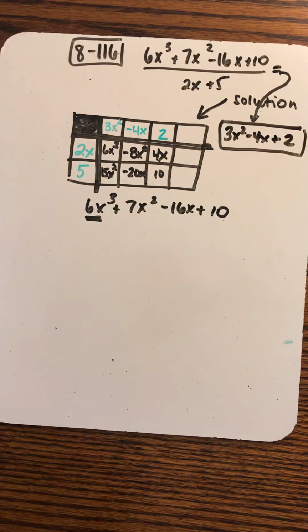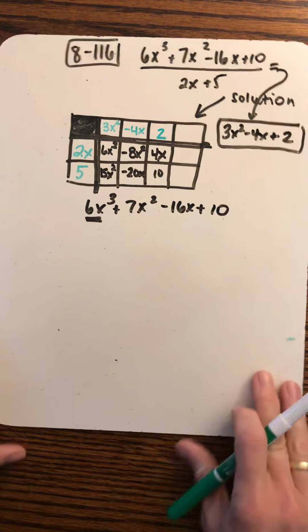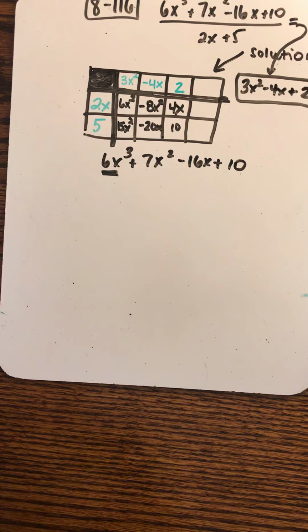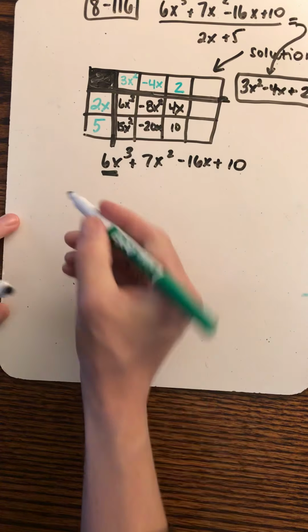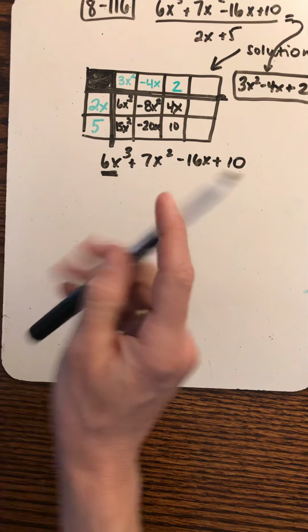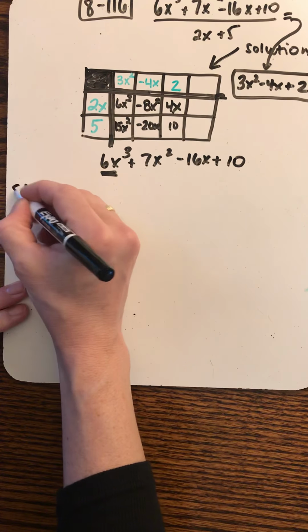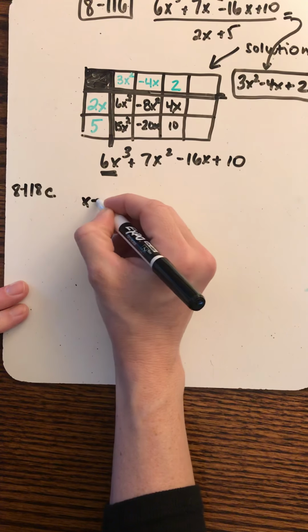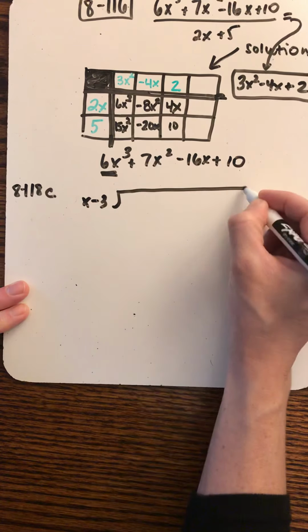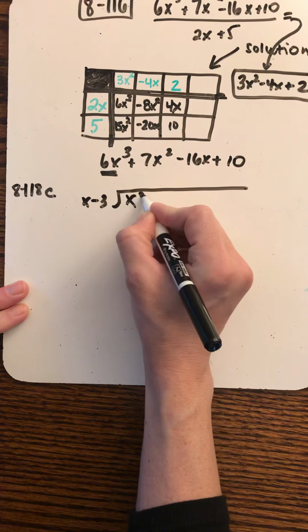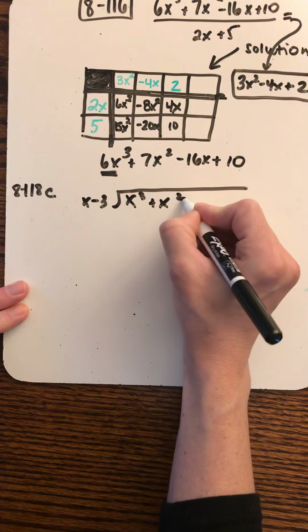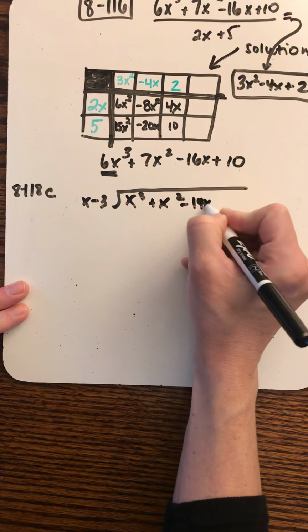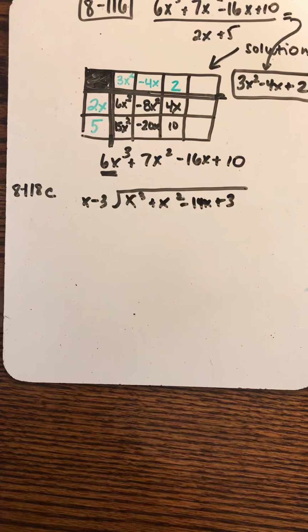All right, so why don't we look at maybe one more? I'm going to do problem 818. Let's go for letter C, just to try a different one. So 818C, the problem is, and this is just another way to write a division problem, x cubed plus x squared minus 14x plus 3 divided by x minus 3. But we want to set it up the same way.